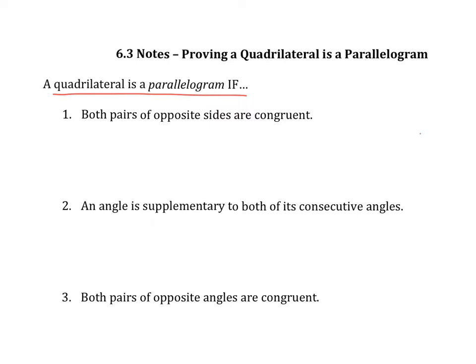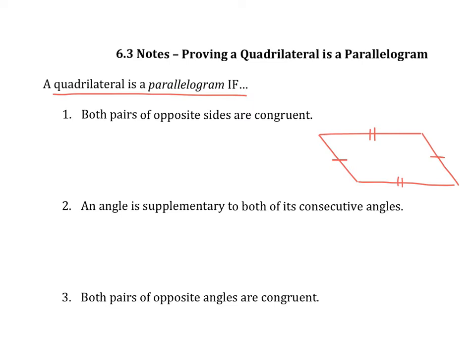In other words, if you got a picture that looked like this, where these are marked congruent and these are marked congruent, but they don't tell you that you have parallel lines, this is all they give you from the picture. You can say right now that is a parallelogram. They don't have to tell you the lines are parallel. So that's the first one: a quadrilateral is a parallelogram if both pairs of opposite sides are congruent.